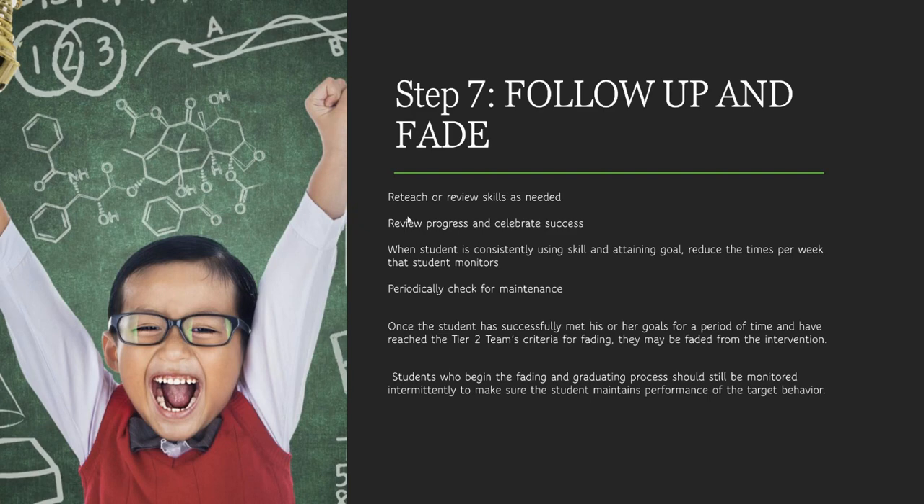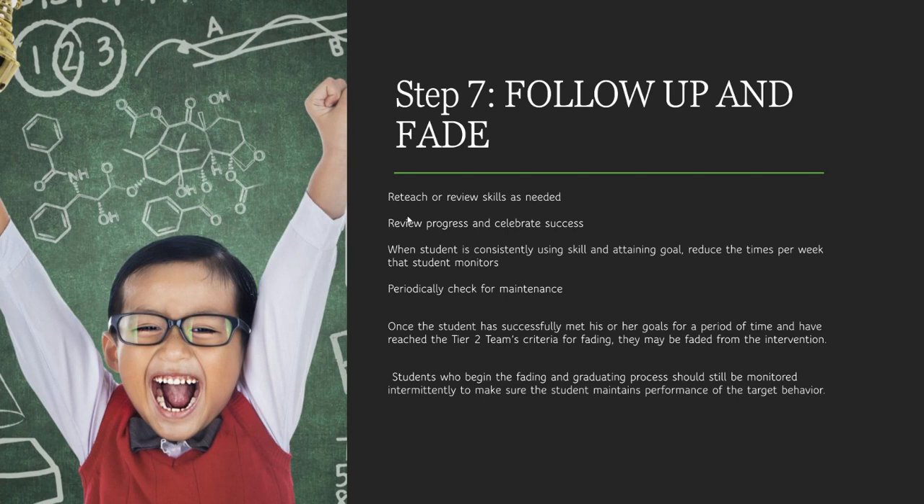When we see that a student is consistently using a skill and attaining a goal, we're going to reduce again the amount of times per week that that student is required to monitor themselves. So we're going to begin fading the amount of times that they have to complete that daily progress report. But we're going to again continue to have periodic adult checks for maintenance to make sure that they are still continuing to use those skills.